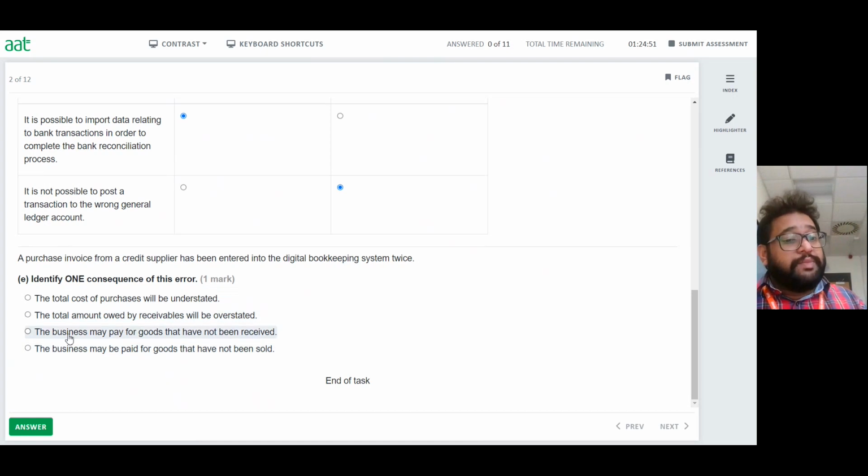So we move on, because they use the word receivable. That's not the one. The business may pay for goods that have not been received. Yes. You may end up paying two invoices if you enter it twice in the system, and you may end up paying that twice. So it's fine. Then look at the last one. The business may be paid for goods that have not been sold. That is not right, because "may be paid" means we receive the money. It's not. We pay for the goods. So therefore, the answer is going to be the third one.